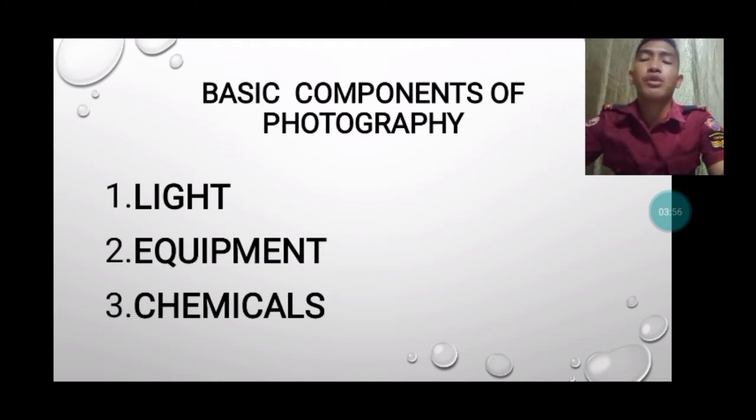The basic components of photography are three: light, equipment, and chemicals. Light is used with a camera to capture any image. Equipment means any camera, like a DSLR or phone camera. Chemicals are the process that turns the image into a picture.